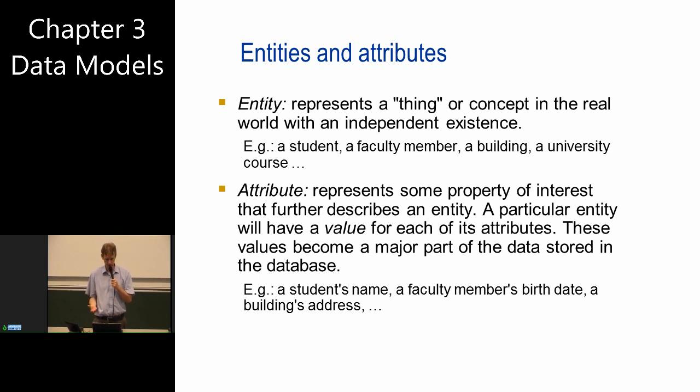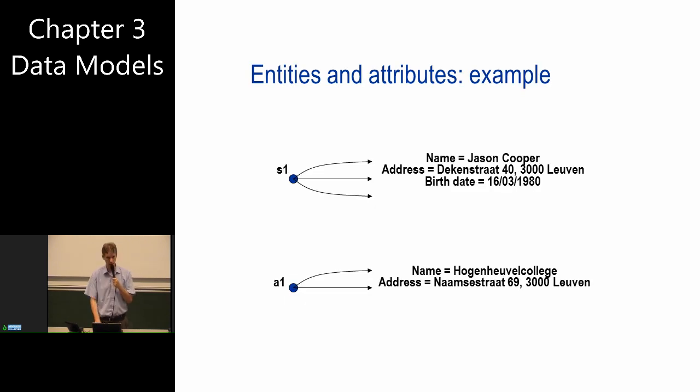An attribute is an individual occurrence of an attribute type. So it's going to represent some property of interest that further describes an entity. And a particular entity will have a particular value for its attributes, which then are going to be stored in your database application. So that could be a student's name, John Adam, could be a faculty member's birth date, could be a particular building address. So entity types can be instantiated into entities. Attribute types can be instantiated into attributes. Entity types are going to have attribute types. Student entity type has attribute types student number, student name, gender, birth date, email address, etc.